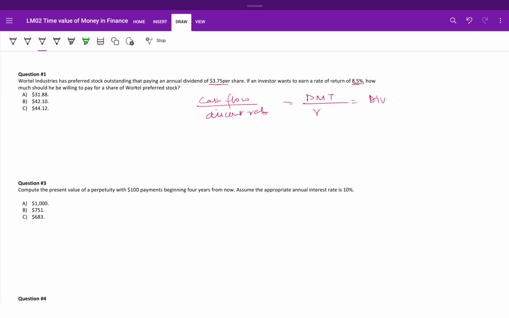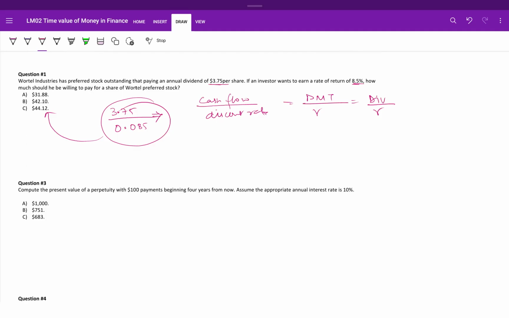Dividend divided by rate. So here the dividend is 3.75, and the rate is 8.5%. I am actually going to convert this rate into a number, 0.085. Don't get confused when you are converting percentages into numbers, because this is going to mess up your calculations. When we use the calculator and divide 3.75 by 0.085, you will get somewhere around 44.12, and that's the right answer to this question.